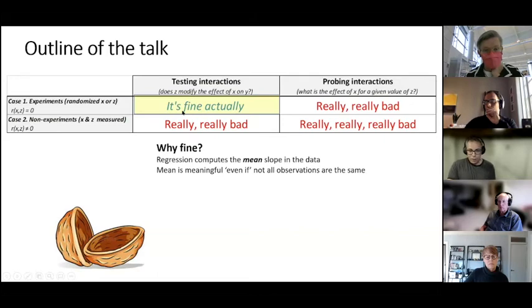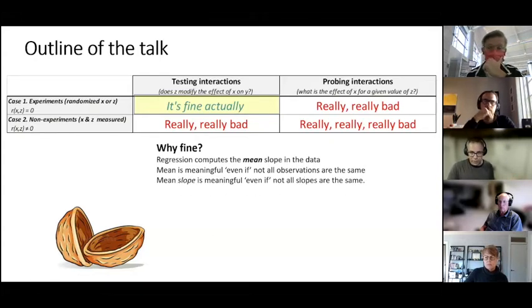And you can compute the mean, even if, quote unquote, people are different, you can report and compute their mean meaningfully. So some people are above average, some people are below average, and that's totally fine. You just report the mean. And just like that, you can also report the mean slope, even if the slope is different across different points. There's no harm in that.